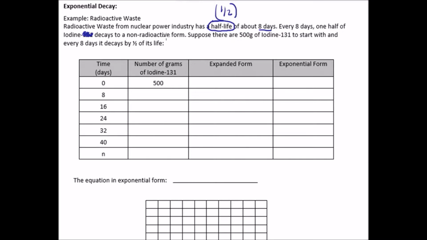So basically what we're looking at is the amount of radioactive activity. Suppose that there are 500 grams of iodine 131 to start with, and every 8 days it decays by half. So number of grams of iodine, 500. After 8 days, there's only 250. After another 8 days, there's only 125. Half of that is 62.5.